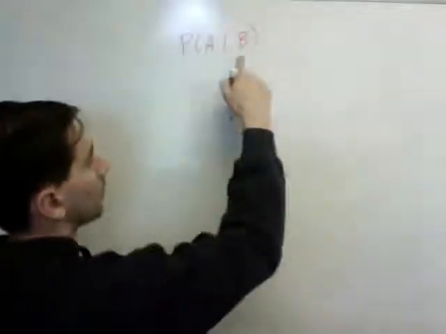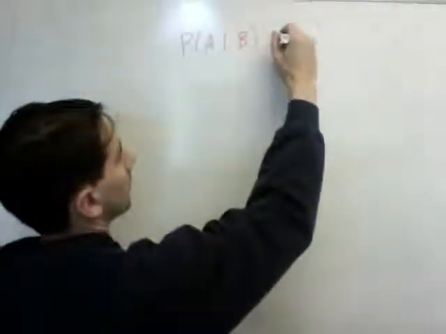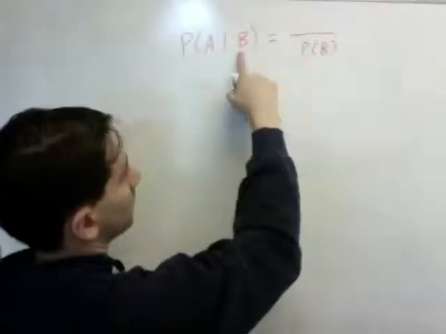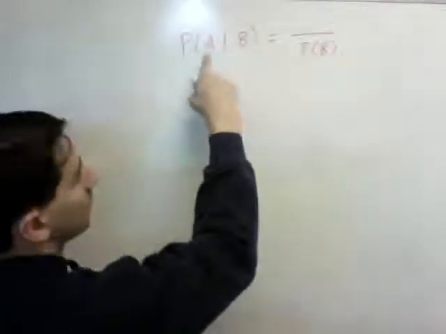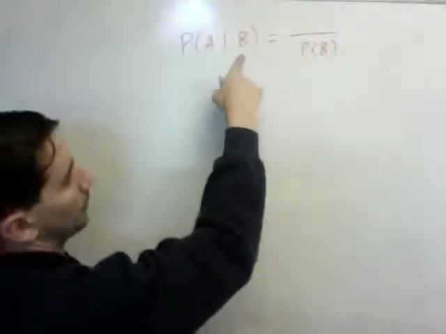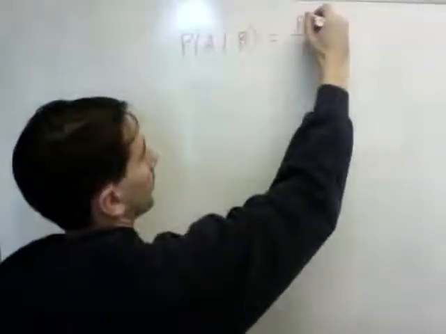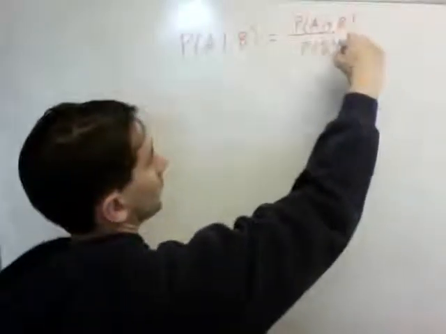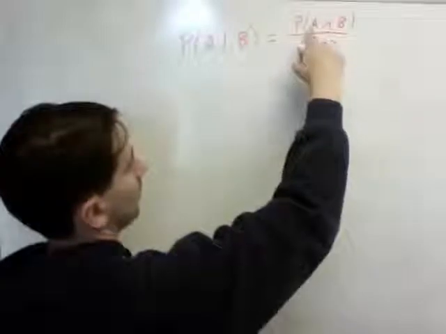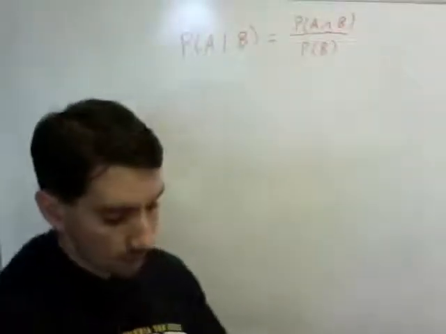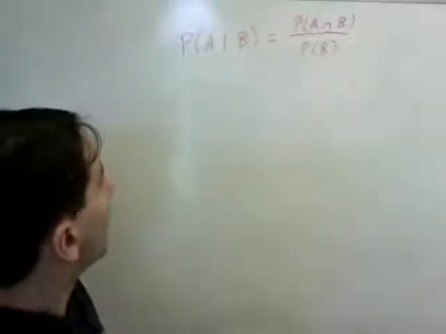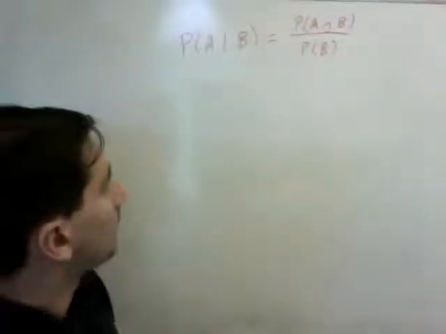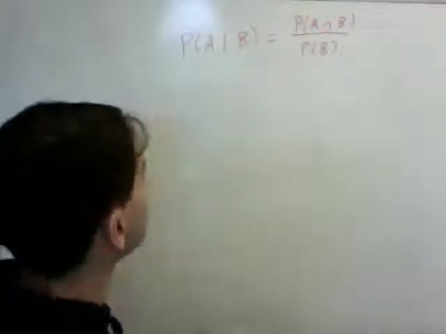Well, we know that B must have occurred, so we want to scale everything so that B occurs with probability 1. And then the only way that A can occur, if B must have occurred, is if both of them occurred. So if we know that B has occurred, this part has to be true, and then the only way that A can occur is if A and B both happen. So this was our definition of conditional probabilities, and it's well motivated. Right? It's kind of an intuitive meaning.